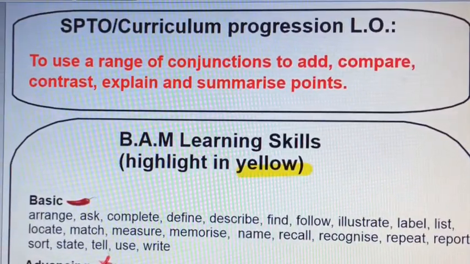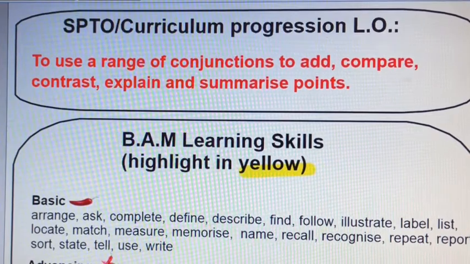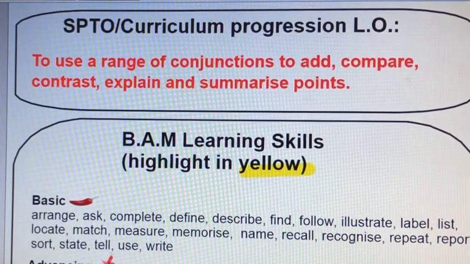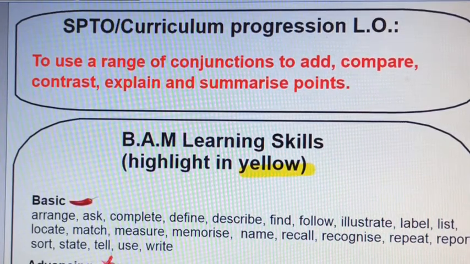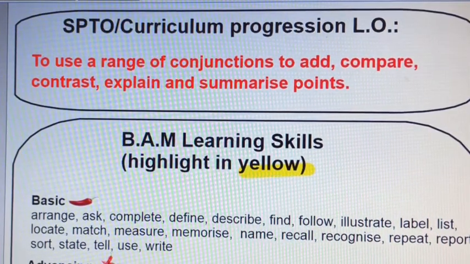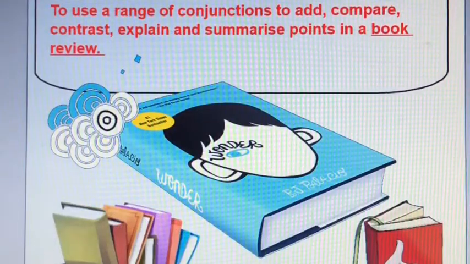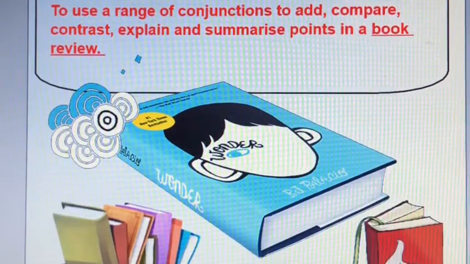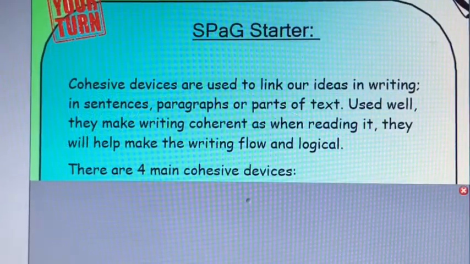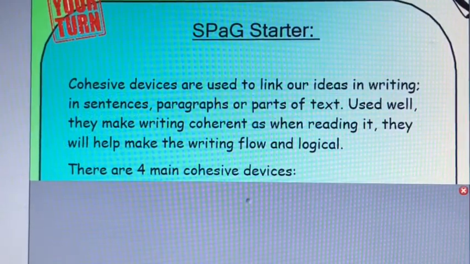Okay, so our learning objective this week is to use a range of conjunctions to add, compare, contrast, explain and summarise points. We are going to be using this skill to write a book review. Before we do that, we're just going to rewind and revise the objective we had last week.